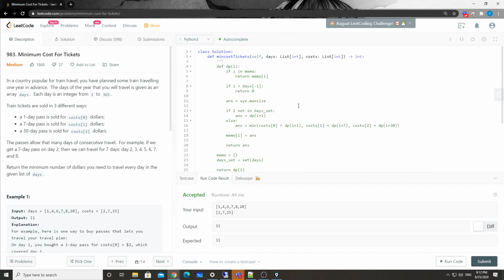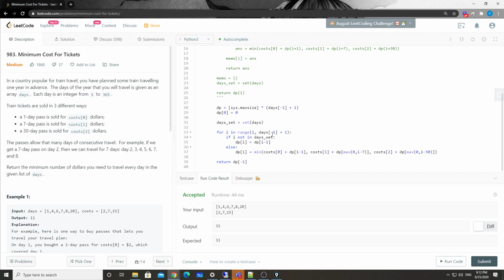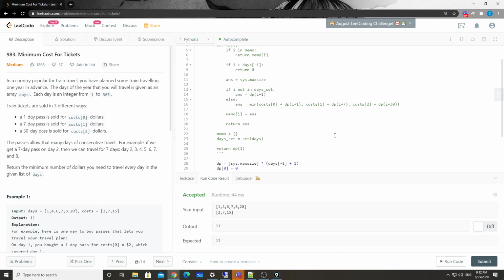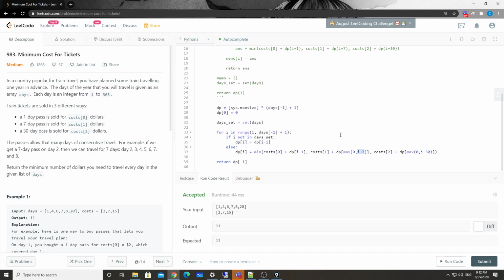Basically, I described both the top down and bottom up. Again, for the top down, we always look forward, that's why we do an I plus something. And for the bottom up, we always look backwards. Other than that, it's just this one.